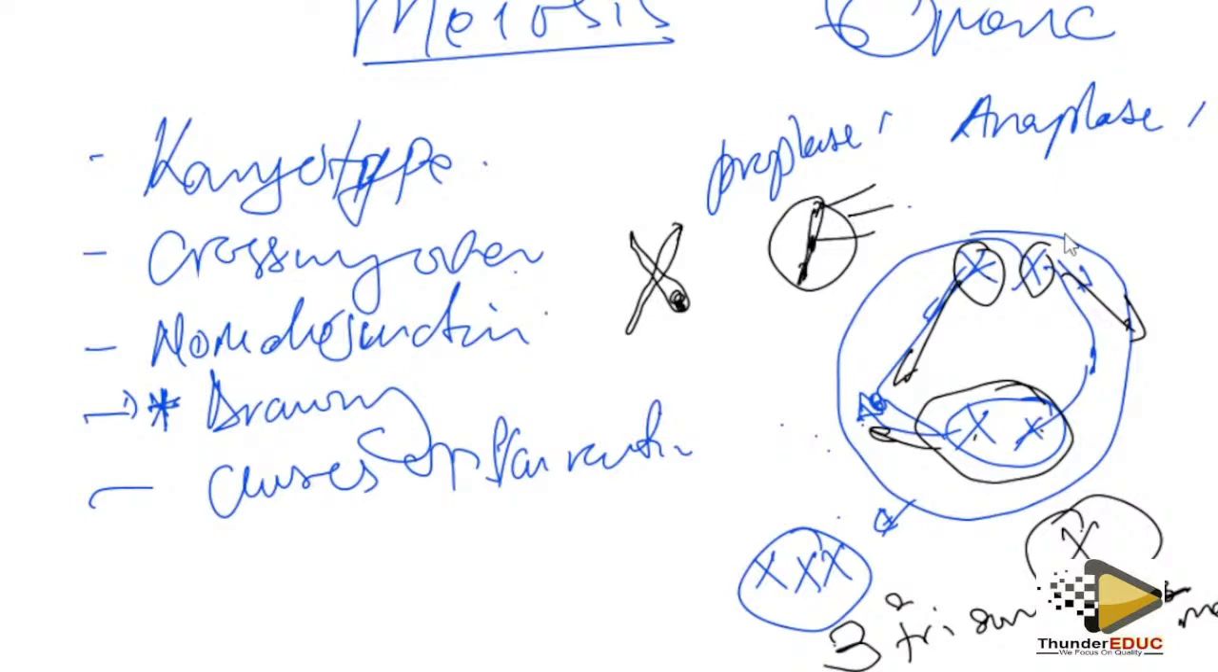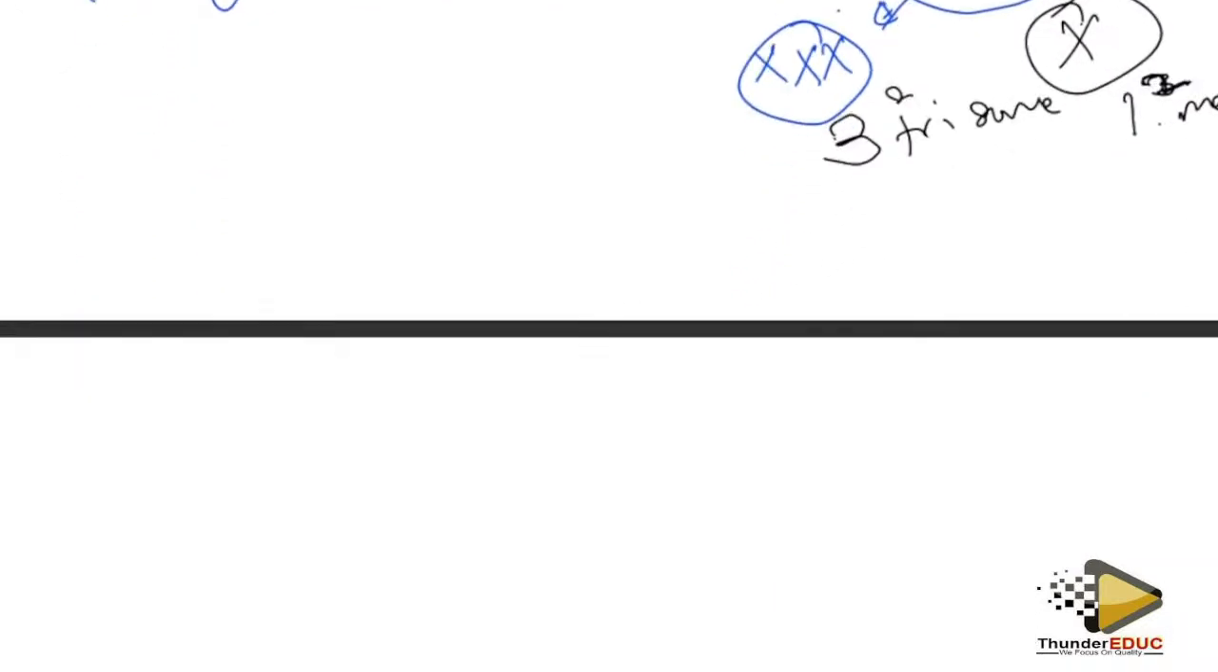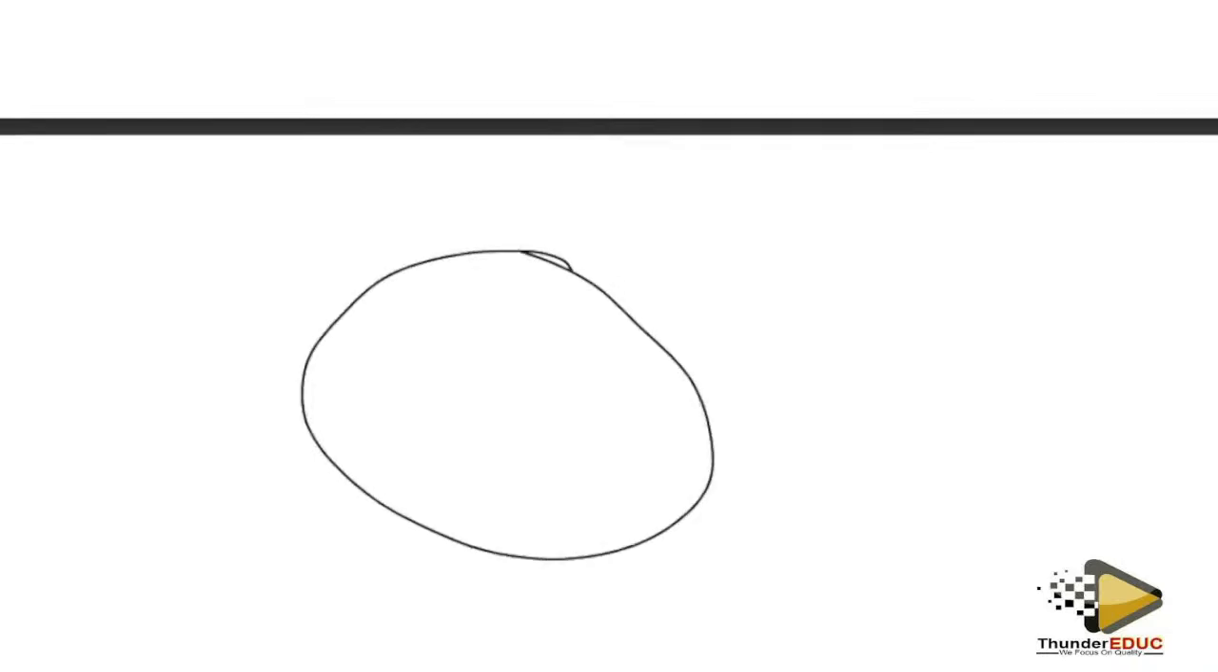I want to give you one thing students always mess up with. It is metaphase. Listen carefully. Don't go away. Anaphase, then telophase. I'm going to say metaphase 2, anaphase 2, telophase 2. Let me show you here down.